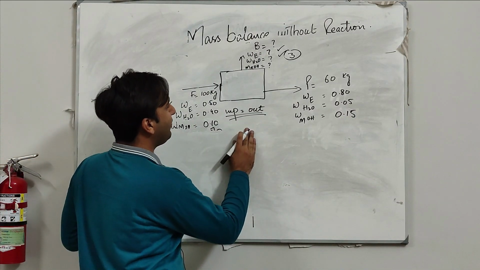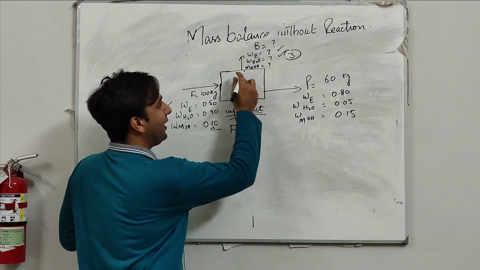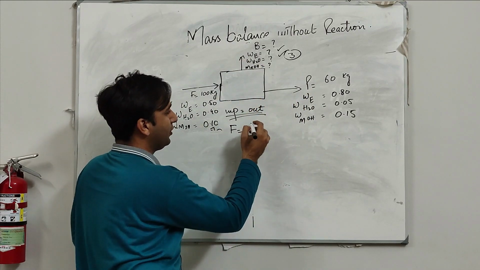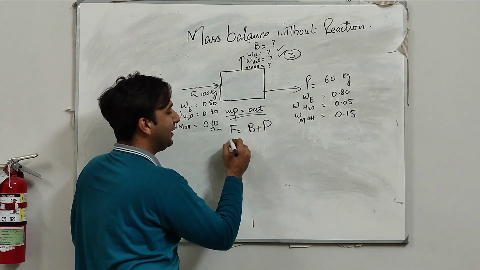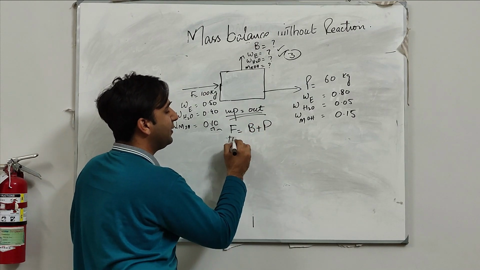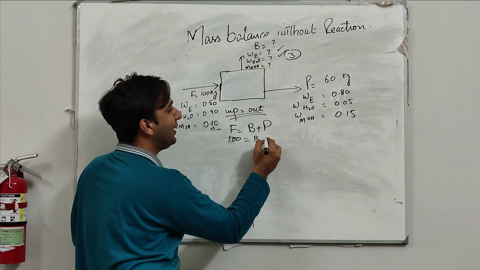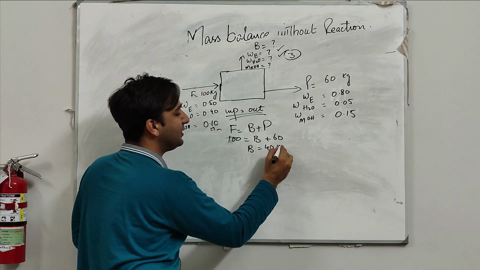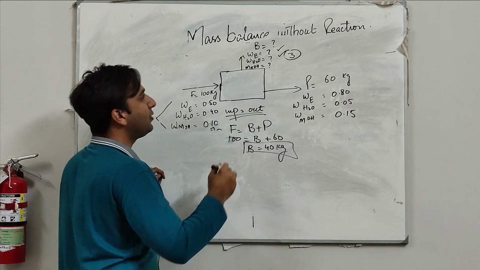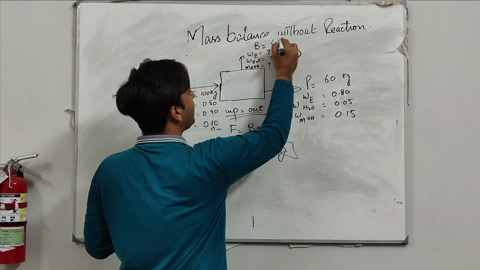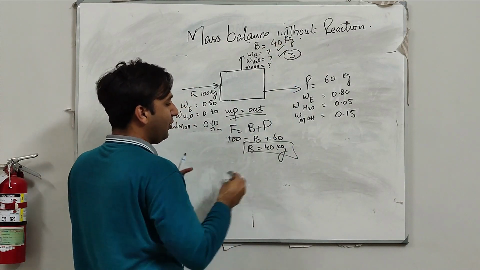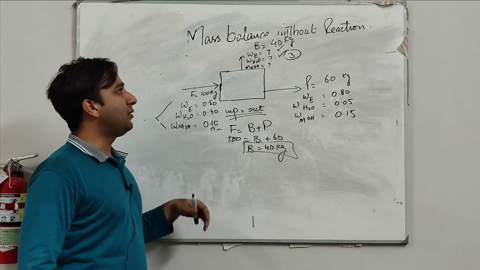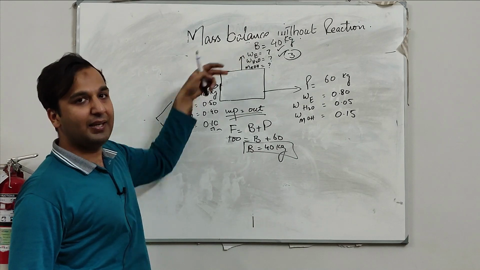So what will be the overall mass balance? Feed is your input, and this B and product P are leaving the system, so that will be your output. So B plus P equals feed, which is 100. B you have to find, and here P is 60. So B will become 40 kgs. So now by applying overall mass balance, you have found your one unknown. Now you have to find all these three unknowns.